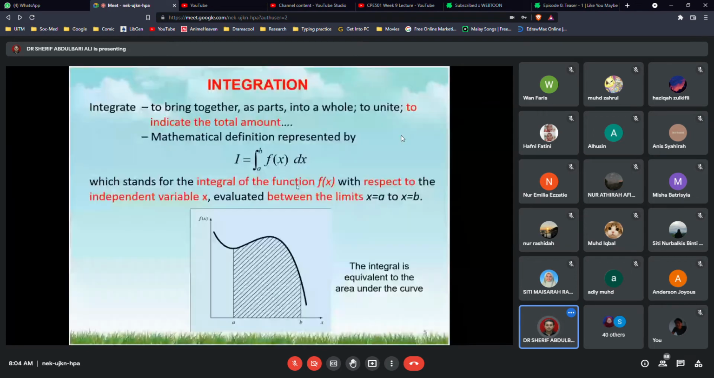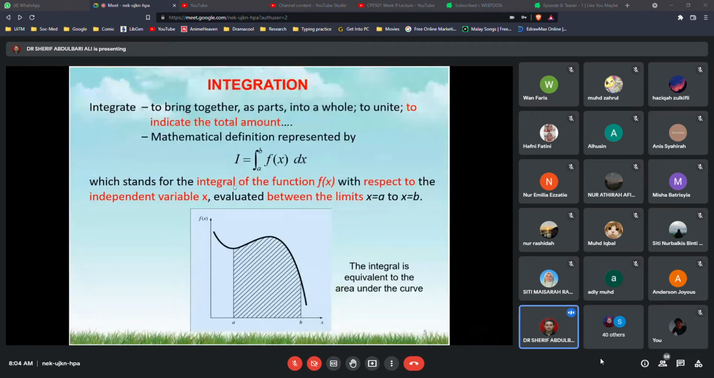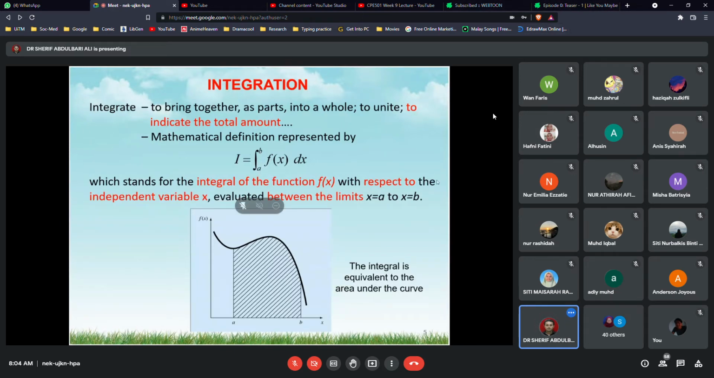So the mathematical definition is represented by the integration. This is the mathematical representation. What does it mean? We need to find the integral of the function f(x) with respect to the independent variable x, evaluated between limits from a to b. So it's the integral of the function f(x) with respect to the independent variable x, evaluated between the limits of x equal to a and x equal to b.